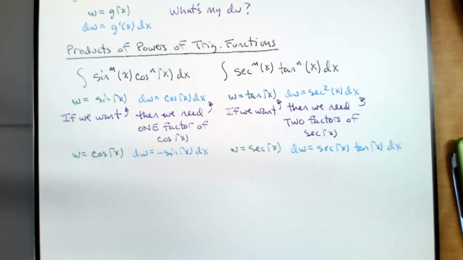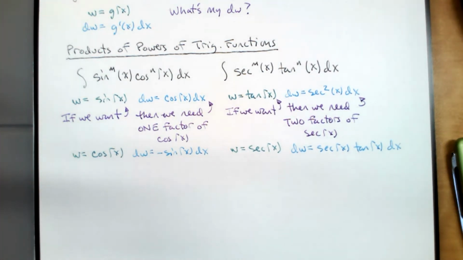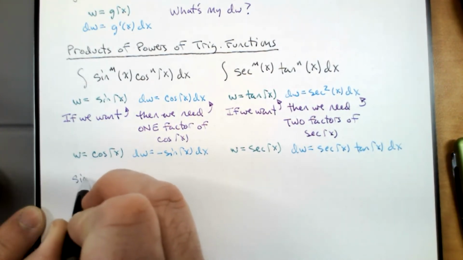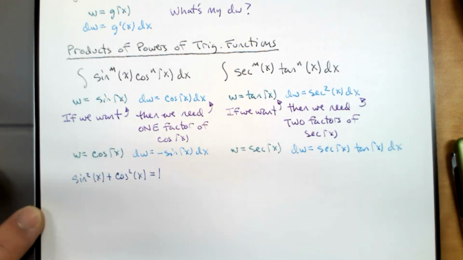Here's the other tool that we want to remember from our toolbox. Sine and cosine are related with the Pythagorean identity. Sine squared plus cosine squared is equal to what? Sine squared x plus cosine squared x is equal to 1. So that's the other tool that we have in the toolbox.